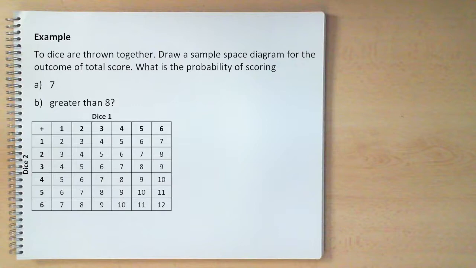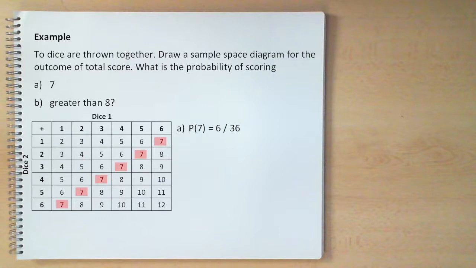So the first question is, what's the probability of getting a 7? Let's look across there. We've got 1, 2, 3, 4, 5, 6 sevens occurring. So 7 can occur 6 times out of 36. Or we would simplify that to 1/6.